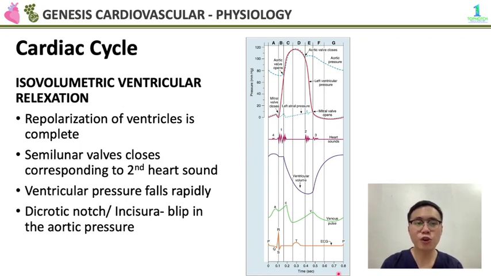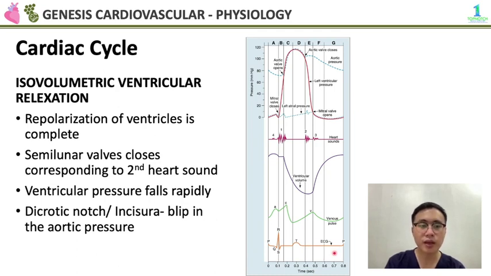Next, you have the isovolumetric ventricular relaxation. So nasaan yung point na yon? This is at point E. Again, pag sinabi natin isovolumetric, same volume, the valves are closed. Okay? So repolarization of the ventricles is complete. So dito sa E na to, no, tingnan ninyo siya sa ECG. After the T wave na siya. Meaning to say, after the ventricles have already relaxed, repolarized.